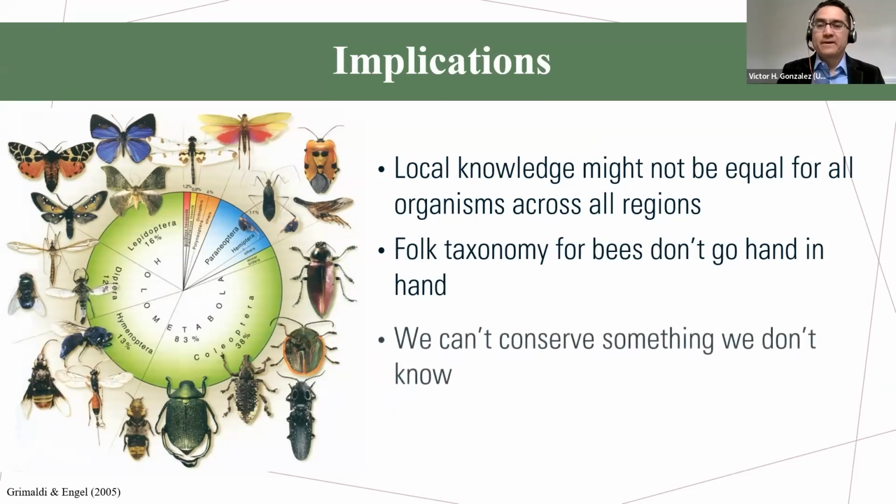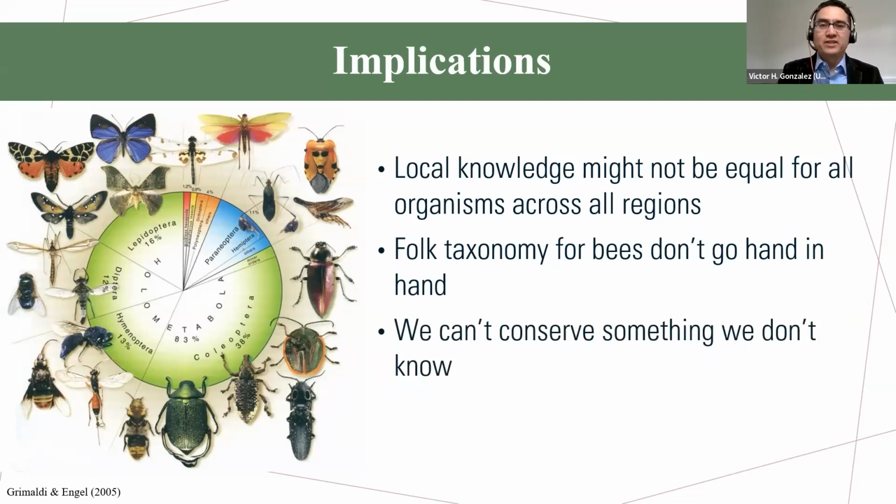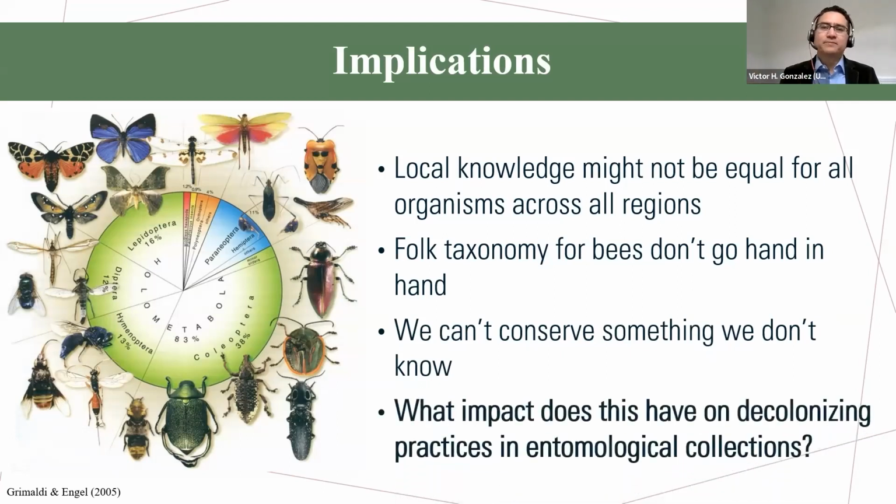Right? This has huge implications for conservation. How can we conserve something that we don't even know? Local people don't even know that. We sometimes as scientists don't even recognize the entire diversity of those organisms. And the last one is what impact this information has on the decolonization practices in entomological collections, right?